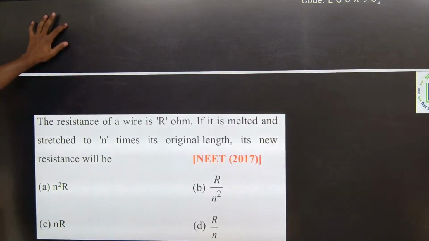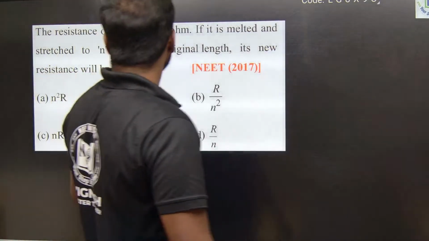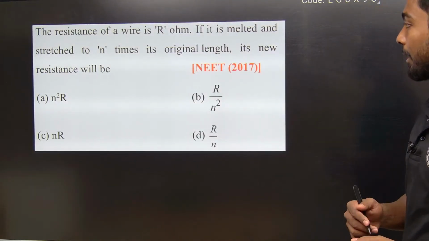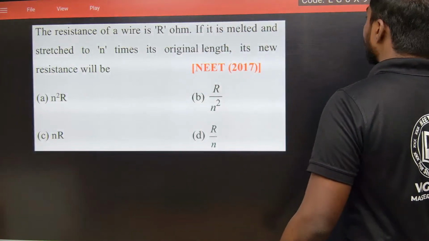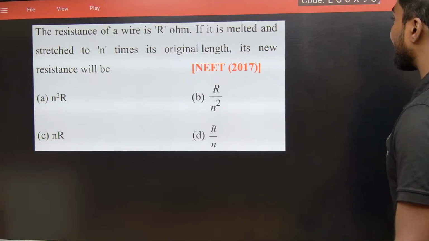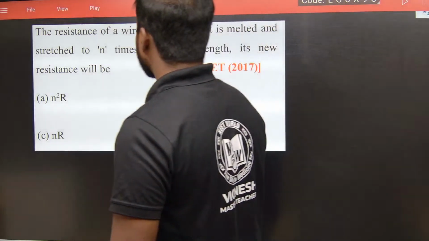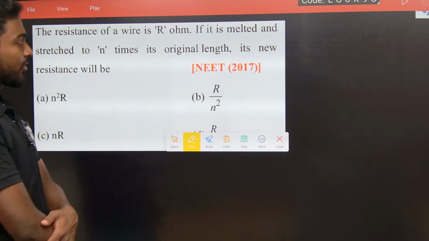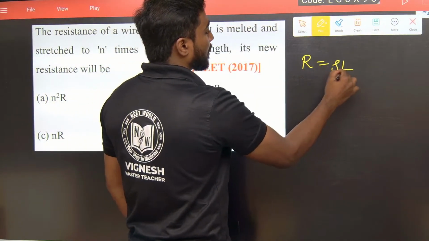Next question is, the resistance of a wire is R ohm. If it is melted and stretched to n times its original length, its new resistance will be? Okay, this one we should solve, right? What is the formula for the resistance in terms of length and area? If length increases, area decreases. R is equal to rho L by A.